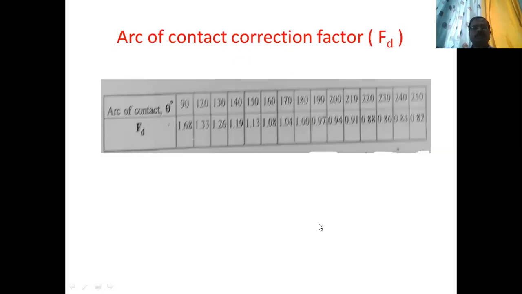Now, next step is to calculate the arc of contact correction factor, that is Fd. We know that the angle of contact can be less than 180 degree. It can be 180 degree only when the diameter of smaller pulley and the diameter of larger pulley, that is driven pulley and driving pulley, are the same. Then the angle of contact or arc of contact will be 180 degree. Otherwise, it will be less than 180 degree or it can be greater than 180 degree.